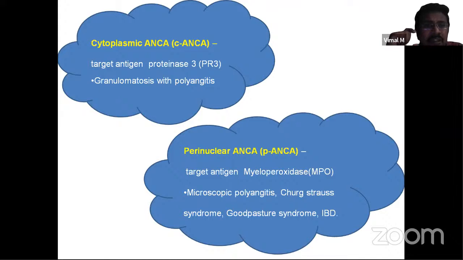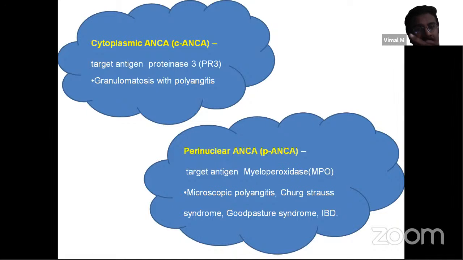So antibodies means it has to target an antigen, no? So what are the antigens targeted by this C ANCA? The target antigen is proteinase 3. Okay, remember this proteinase 3. Sometimes this ANCA is also called proteinase 3 ANCA. And perinuclear ANCA, that is the P ANCA, the target antigen is myeloperoxidase. So P ANCA is otherwise called myeloperoxidase ANCA.